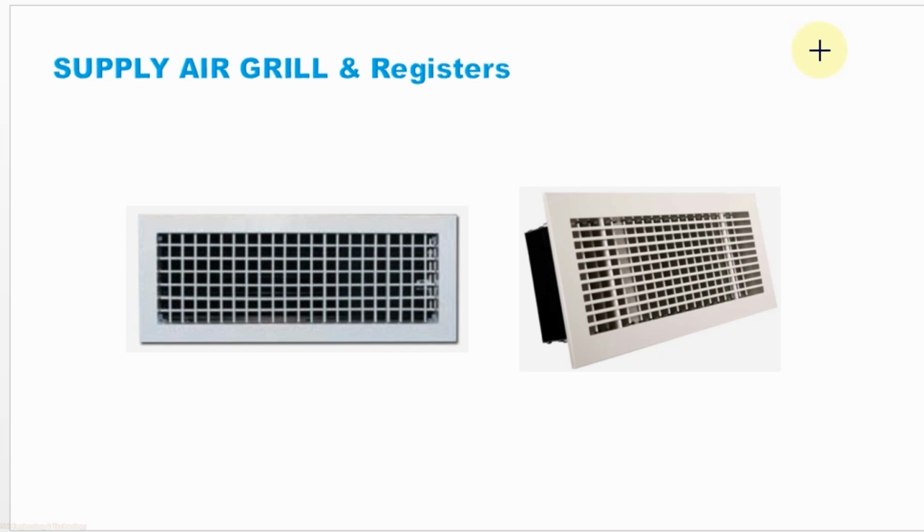In this video we will study how to select the supply air grill and resistor. What is the difference between supply air grill and resistor? The supply air grill without damper we call supply air grill, and the supply air grill where we fix the volume control damper on its neck we call supply air resistor.